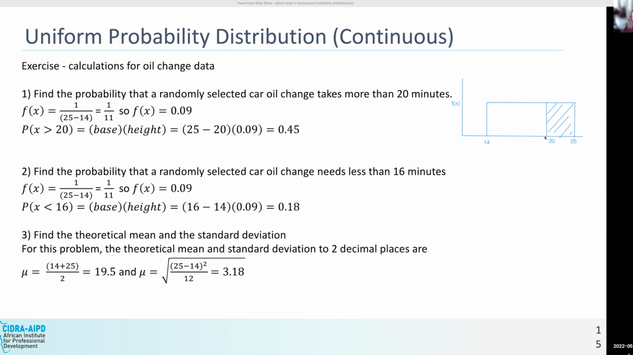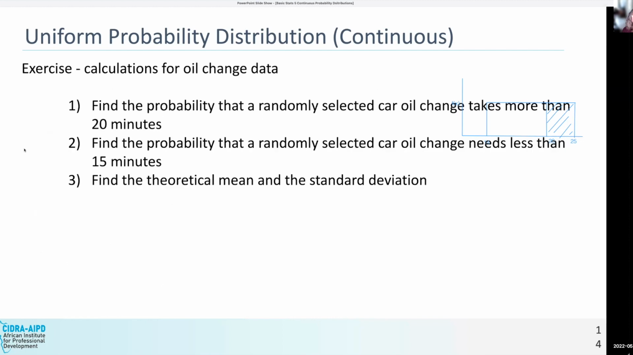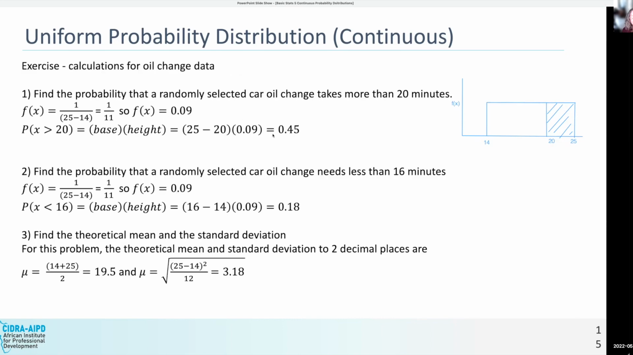When we're looking at this area here, we're still looking at a rectangle right there, so we're going to do the base, 25 minus 20, which is 5, and then times the height, which is f of x right here, and that will give us 0.45, and there you have it, that's your answer. So if we went back quickly to the question, find the probability that a randomly selected car oil change takes more than 20 minutes, our answer is the probability of 0.45.